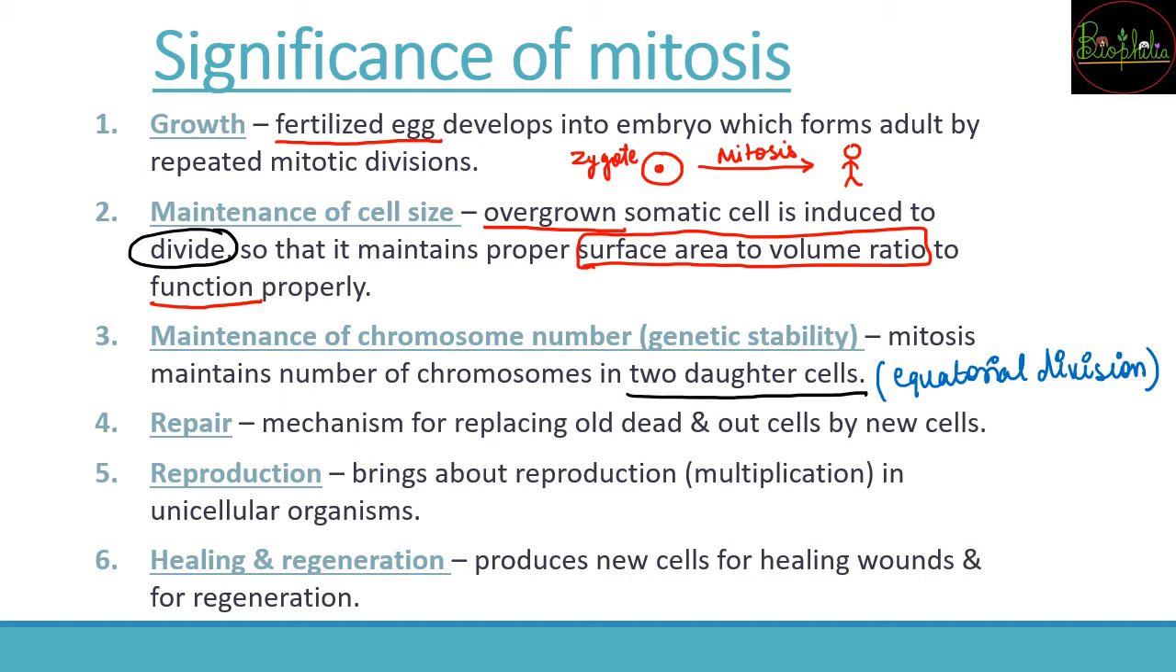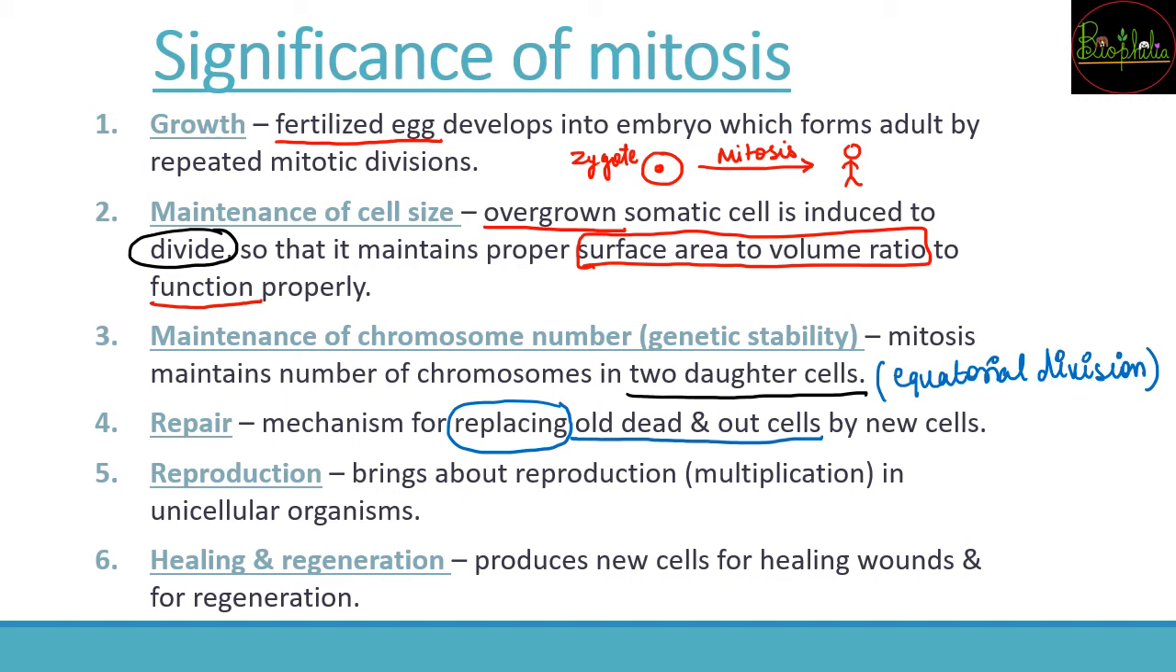The fourth point is about repair. You know that the stomach has such a strong acid, with low pH, that it is very deadly for the cells. So these dead cells need to be replaced. These old and dead cells will be thrown away by the body, and replaced. All the replacing work will be done with the help of mitosis in the different cells.